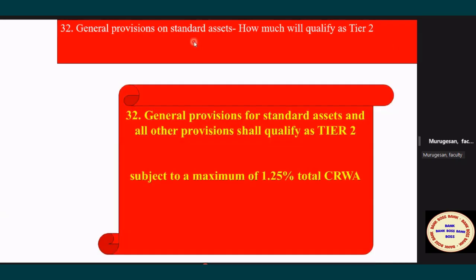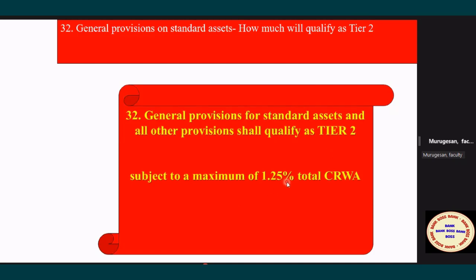Okay. Now, general provisions on standard assets and provisions on other assets, NPA. So the entire provisions, general provision on standard assets, provisions on substandard, doubtful and loss assets, all these provisions will qualify as what? Tier 2 only, but there is a ceiling. The entire thing will not qualify, there is a maximum.